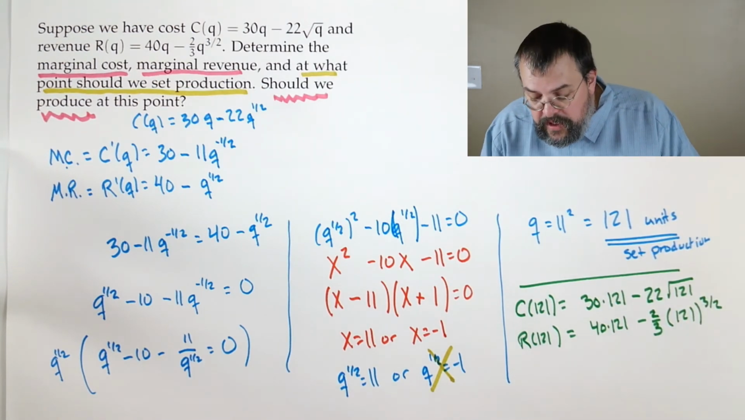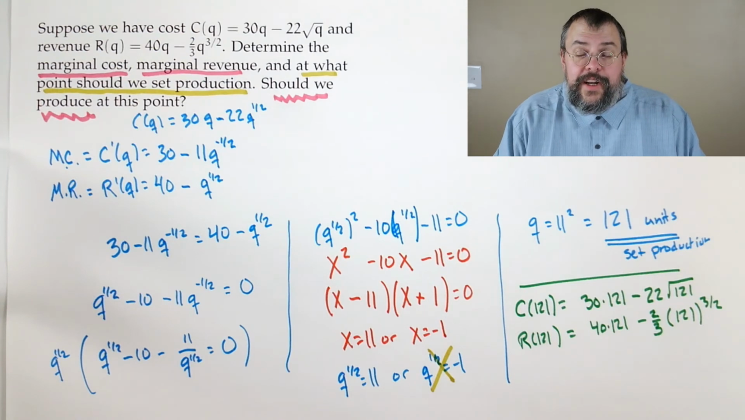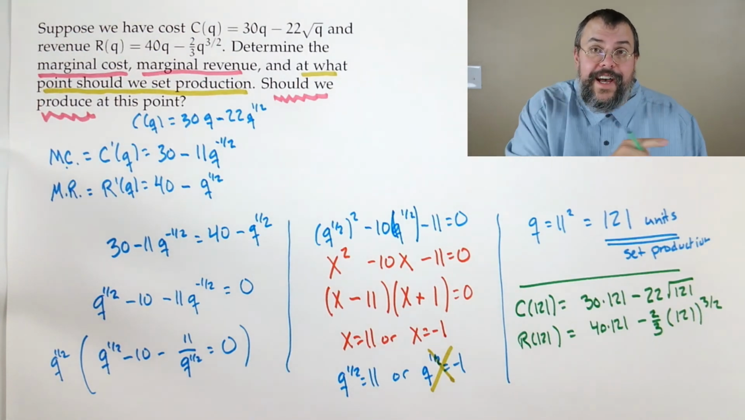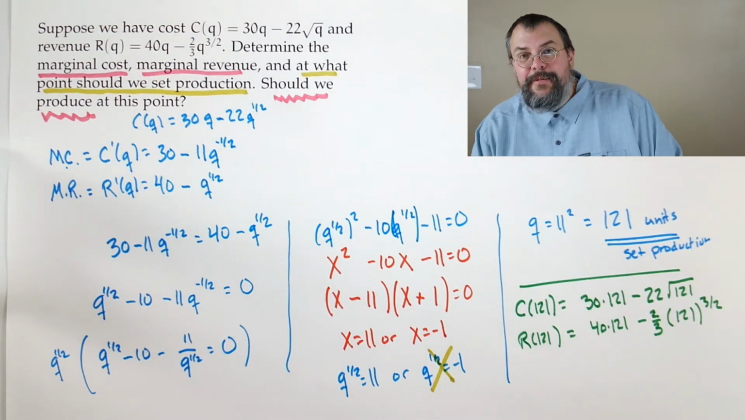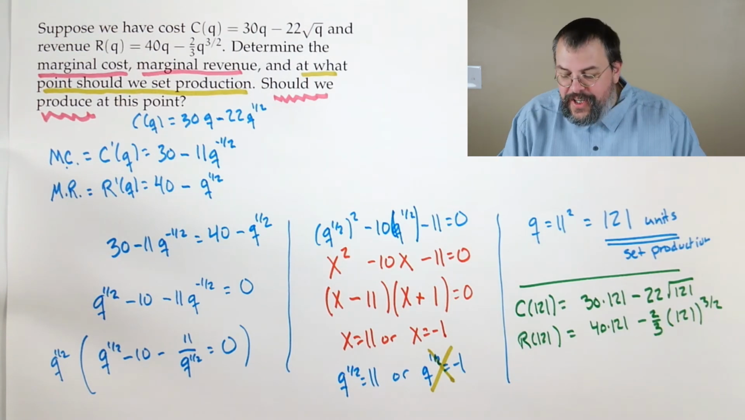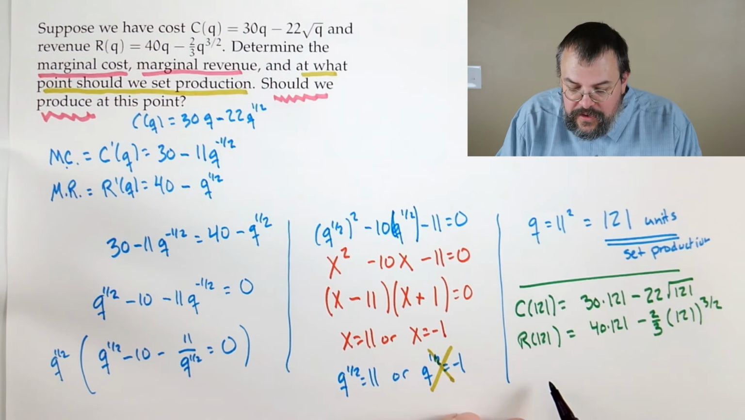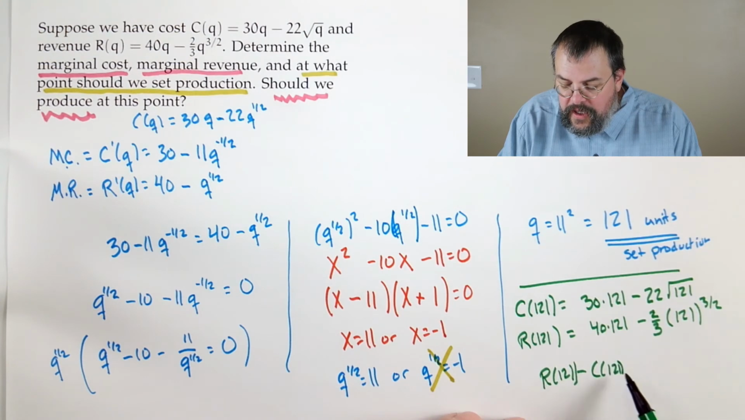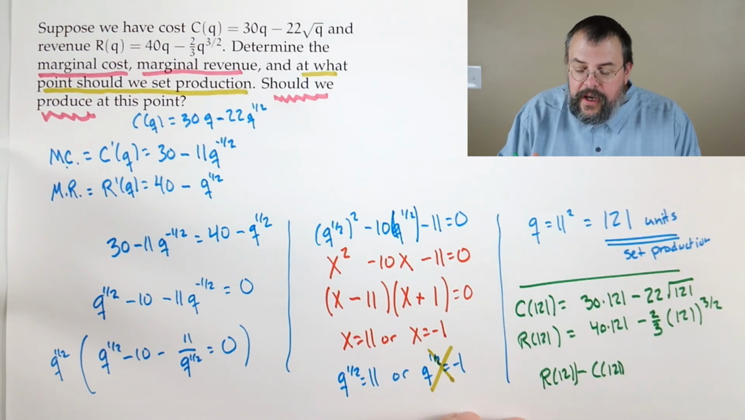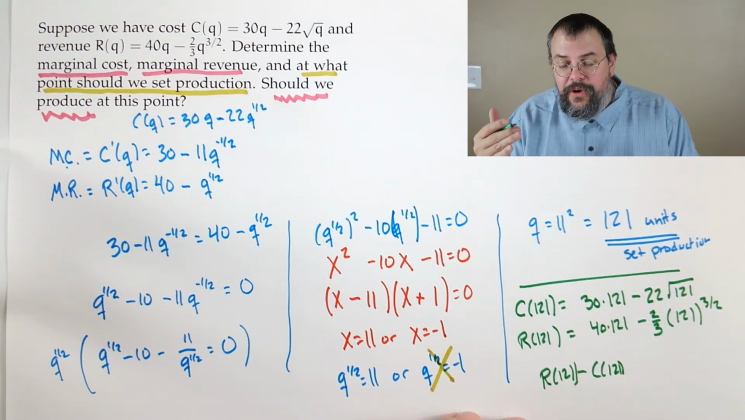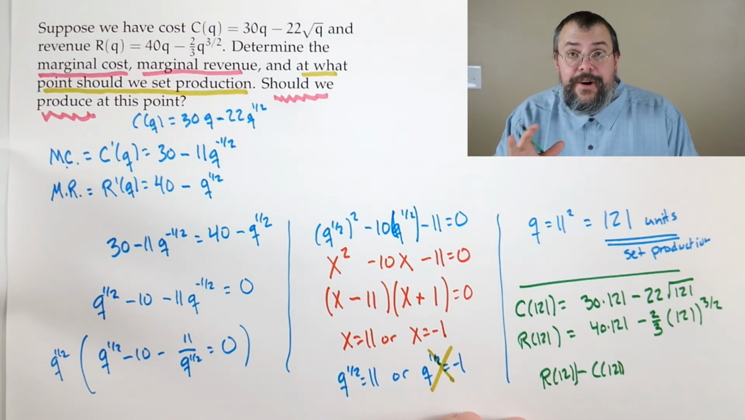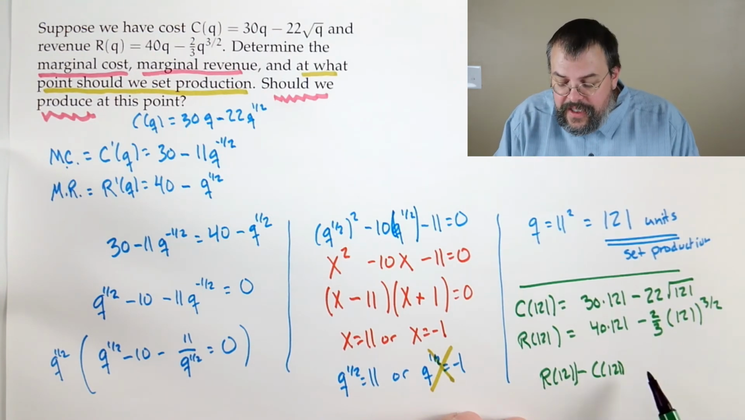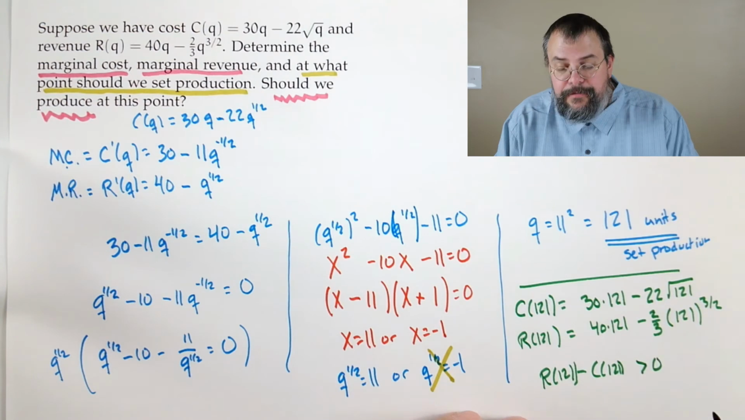Now, at this point, you're probably thinking, this is a great time for a calculator. You are correct. Great observation. And I'll tell you, these are not pleasant numbers. So what you do is you take your revenue minus your cost at that level, whatever it turns out to be, and you ask the question, is it positive or is it negative? I'm going to go ahead and tell you the answer. It turns out that this is a positive value.